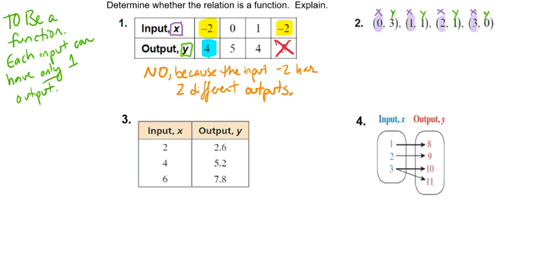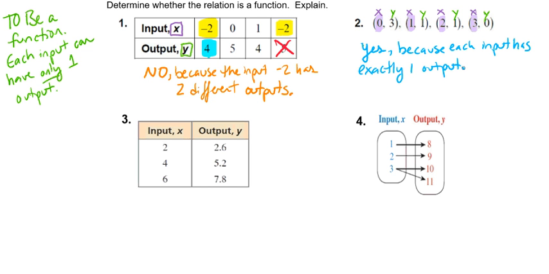So in this particular instance, yes, it's a function, because each input has exactly one output. Let's take a look at number 3.